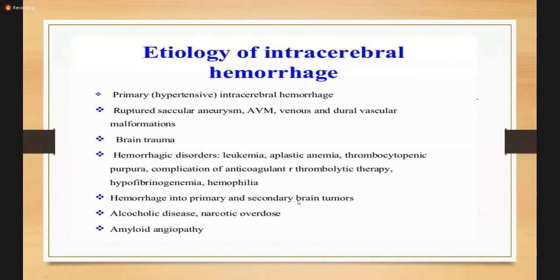Hemorrhage into primary and secondary brain tumors, alcoholic disease, narcotic overdose, amyloid angiopathy. Amyloid angiopathy occurs in old age people. So the most common is primary intracerebral hemorrhage with hypertension. Others are rare causes.